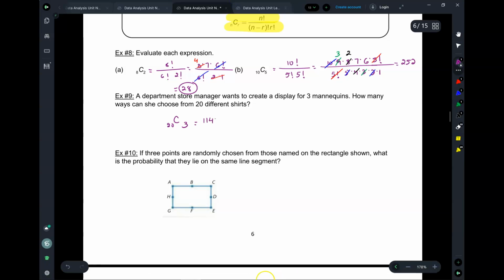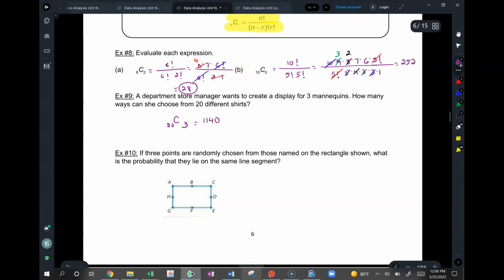That's the answer? Yep. Now, you can do it yourself, right? When I tell you to show work, you better show the work. Or you can do it that way. 20 minus 3 is 17. It's 20 times 19 times 18 times 17 factorial. Then it goes away. These ones go away. The combinations go away more quickly than the permutations.